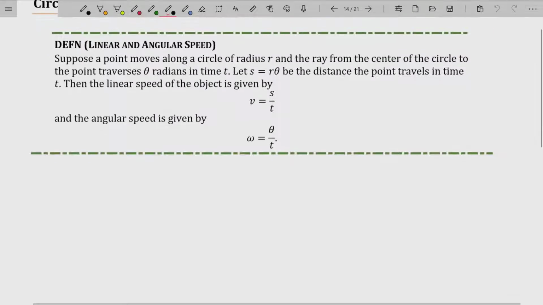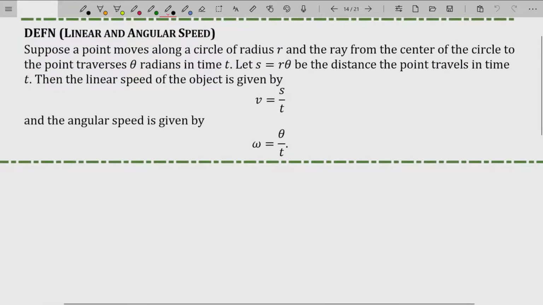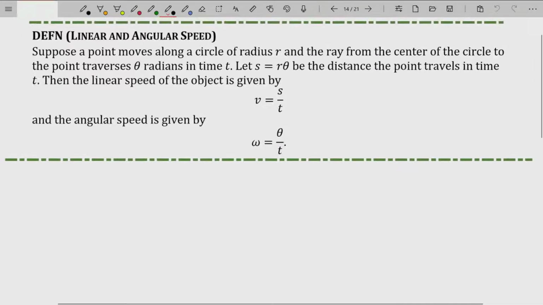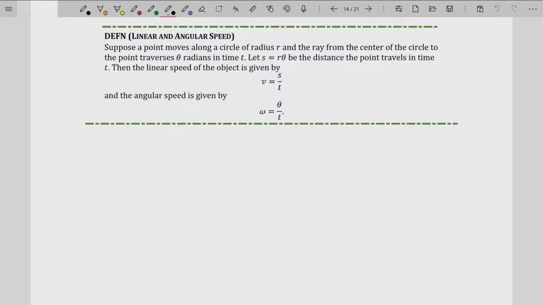So this is the definition of linear and angular speeds. Suppose a point moves along a circle of radius r, and the ray from the center of the circle to the point traverses theta radians in time t. Now I'm going to pause my reading there so that I can showcase what this looks like.